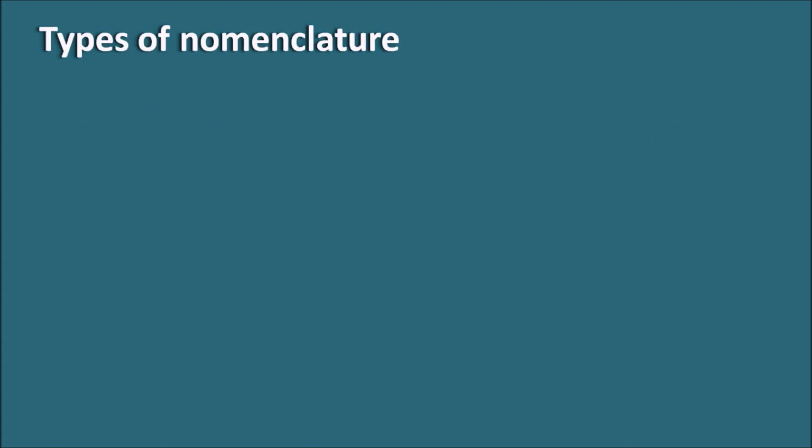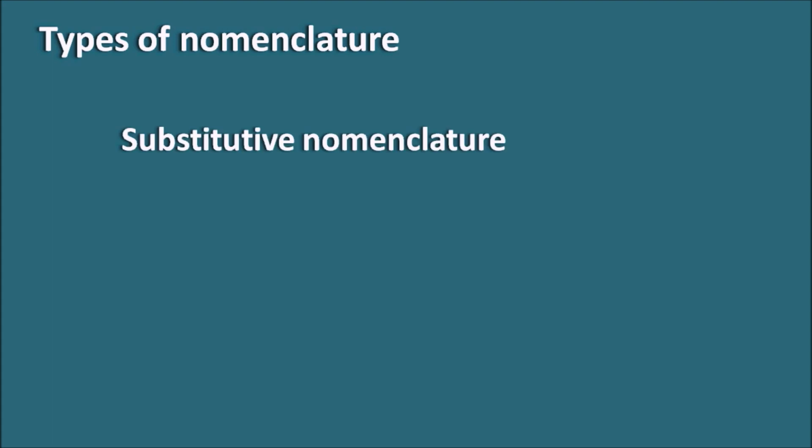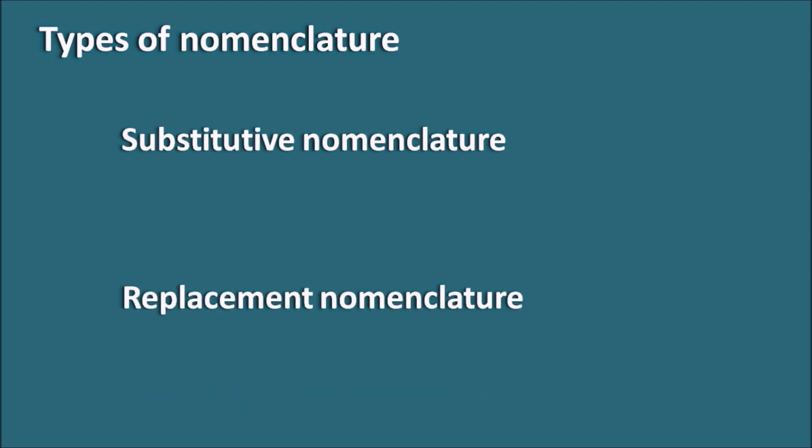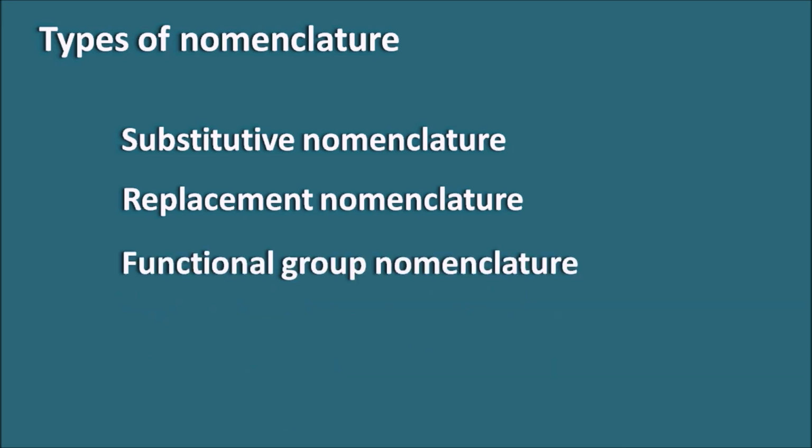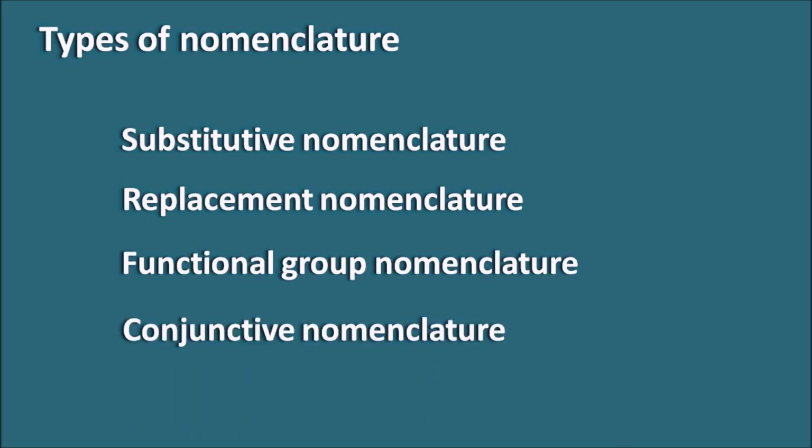Types of nomenclature. Even though we have different types of nomenclature, mainly we can classify into 4 types. The first one is the substitutive nomenclature, and the second one is the replacement nomenclature. Third one is the functional group nomenclature, or sometimes it's also called radicofunctional nomenclature. And the fourth one is the conjunctive nomenclature. So different types of nomenclature can be used in different situations, and we will go one by one and we will see what each nomenclature is and in which condition it can be used.